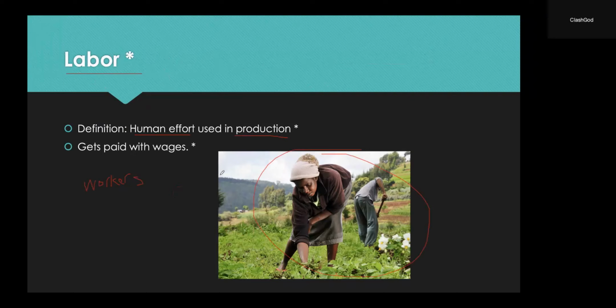So basically humans, workers. For example, pole dancers are also a type of labor because they produce pole dancing and people desire pole dancing. So it is a type of service. So actually pole dancer is also a type of labor. And labor, they are paid with this thing called wages. This is also very important. So labor, they're paid with wages.